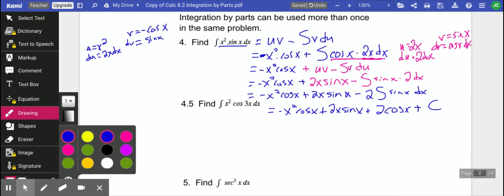I'm going to check my notes and make sure I didn't lead you astray. But our answer should be negative x squared cosine x plus 2x sine x plus 2 cosine x plus c. Fantastic. I'll do number 4.5 in the next video, because obviously I need to erase, need more space.